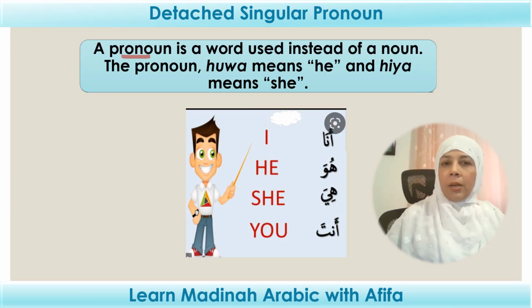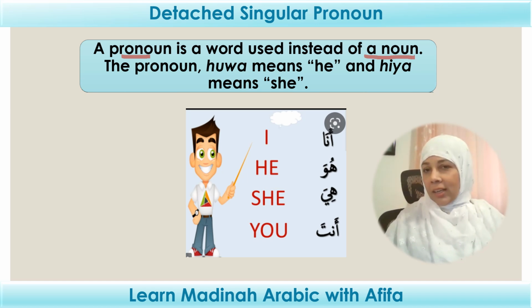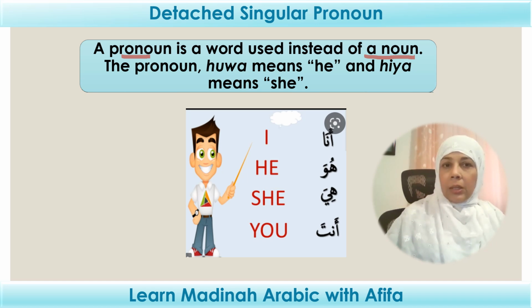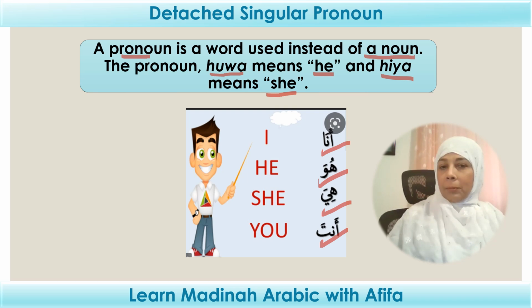A pronoun is a word used instead of a noun. We have the same idea in English where we say he or she instead of the actual noun. The pronoun huwa in Arabic means he, and the pronoun hiya means she. So I is ana, he is huwa, she is hiya, and you is anta. We will talk about you a little bit more later.